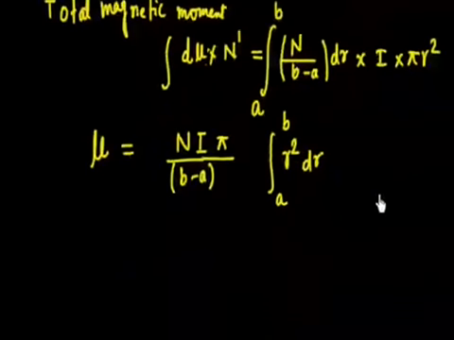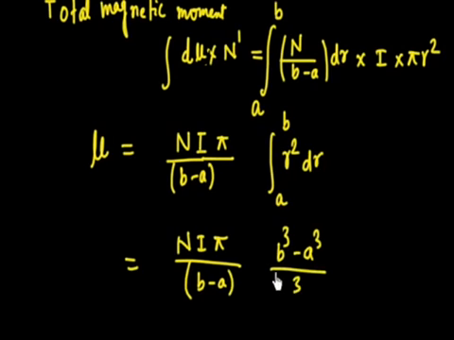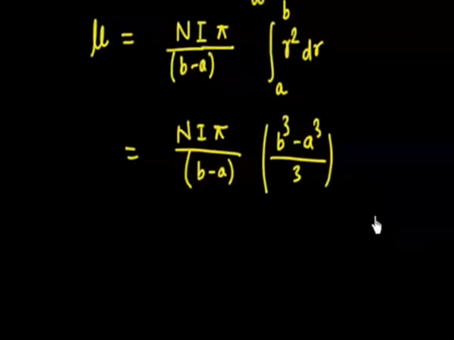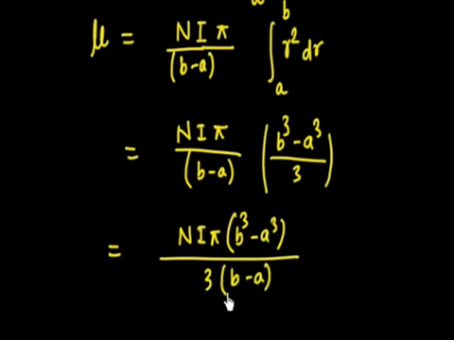Simple. Now if you integrate this one, you will have n I pi divided by B minus A, and integral of r square is r cube by 3, that is B cube minus A cube by 3. I think everybody can understand this is simple integration. So finally I can write mu is equal to n I pi times B cube minus A cube, divided by 3 times B minus A. So this is the final answer you will have.